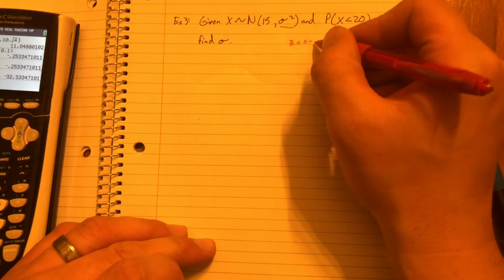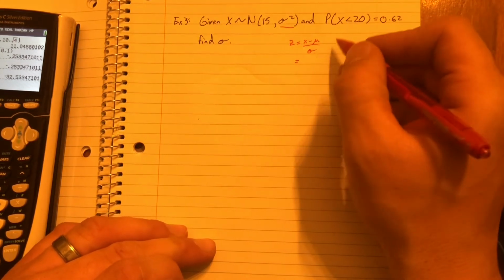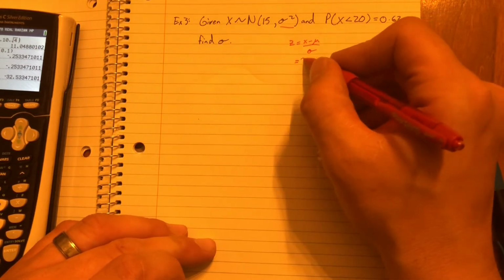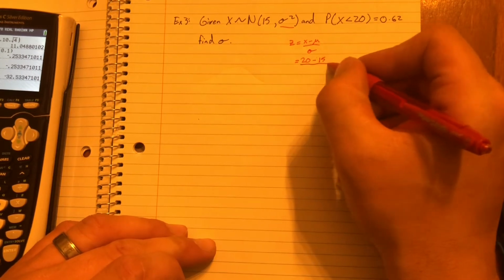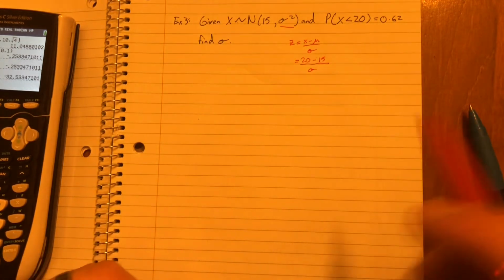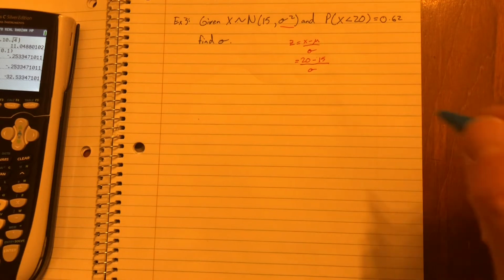So I'm just going to go ahead and write down my z-score formula right now. And I may even start filling in some of the things that I know. So I know that my observed value is going to be 20. I know that my mean is 15. I just don't happen to know what sigma is. And I'll leave z blank right now because I have no idea what it is. But I am going to find it.